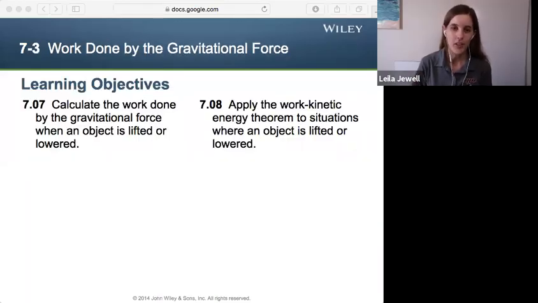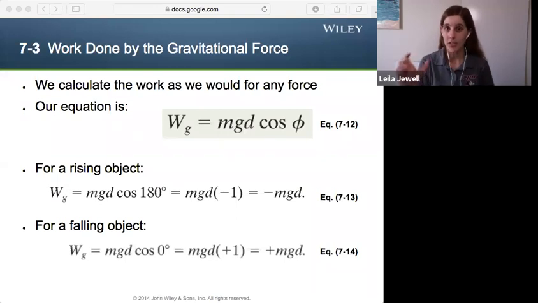Section 7.3, work done by the gravitational force. So we can calculate the work done by specifically the gravitational force if we just take our work equation and plug in our gravitational force, right? So instead of the F, we're going to plug in mg, because that's what our force is here, times the displacement times cosine of the angle between the force and the displacement. So this is really just looking at a specific subset of the previous equation. Not all that new. But we can check a few common cases, right?